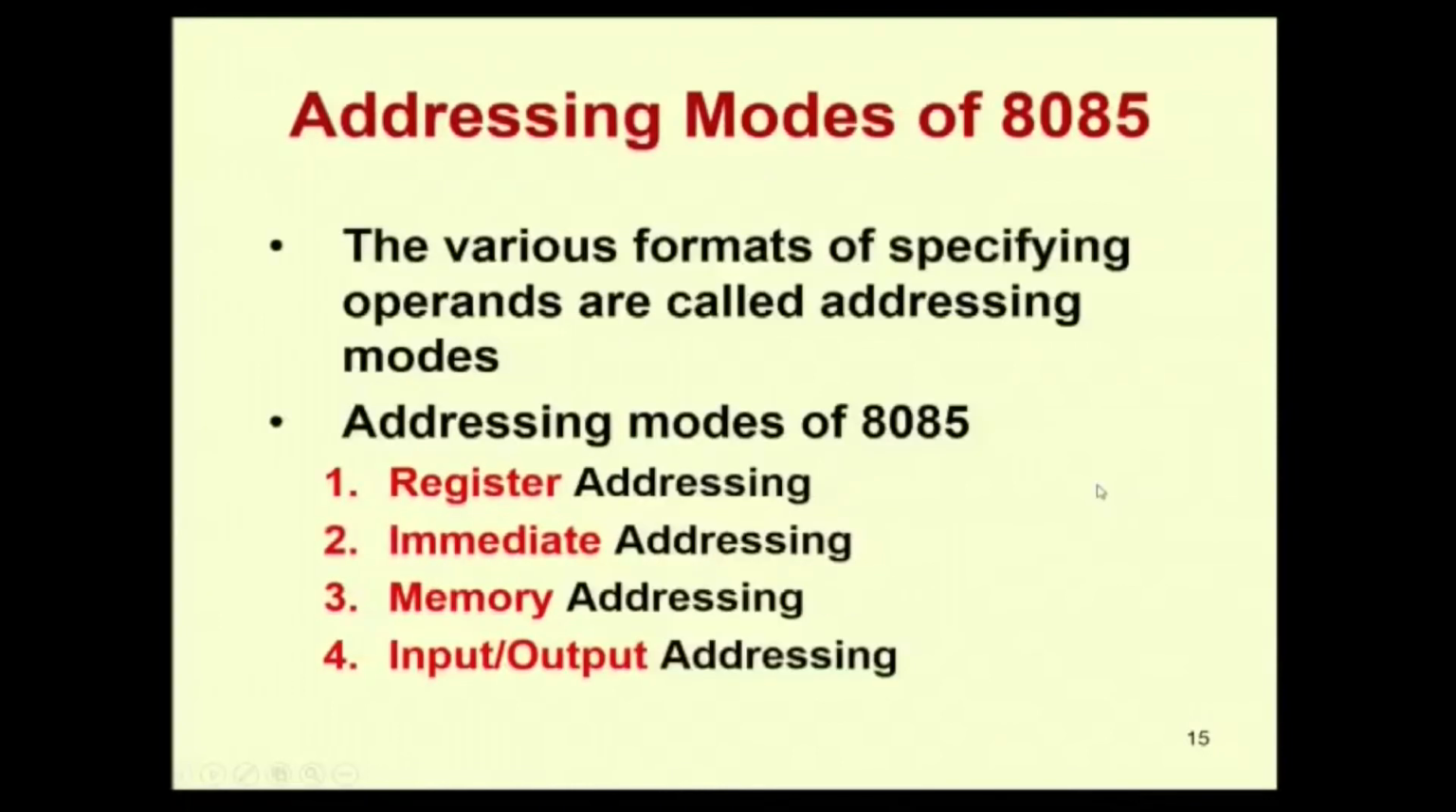Now, let us see the addressing modes of 8085. There are various methods of specifying the operand which you will be using in your program. When you want to perform an arithmetic or any other operation, you have an operand. There are various methods of addressing, calling or specifying the operand, so they are called addressing modes. What are the different addressing modes of 8085? We have register addressing, immediate addressing, memory addressing, then input output addressing. We will now see these various addressing modes one by one.